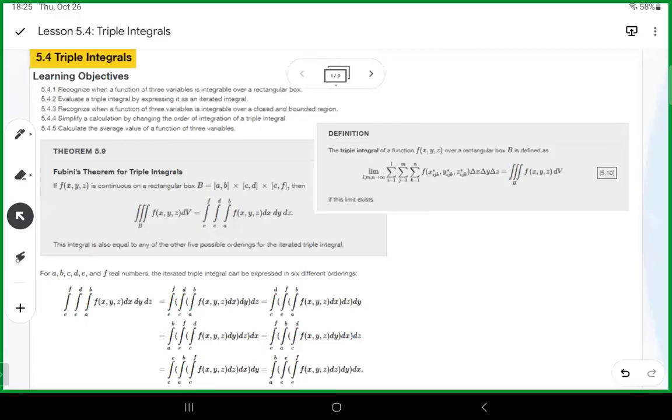Okay, so 5.4 is triple integrals. You can see your learning objectives there. We have a theorem, and you can see below they have it broken down into a lot of stuff. And we have the definition for the limit with triple integrals. So I am going to give you guys some time to write that down. You can see it's not a super long lesson.